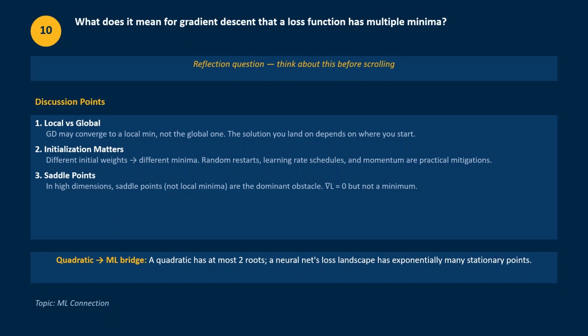you start. The algorithm follows the steepest downhill path from its initial position, so it settles into whichever valley it rolls into first. That local minimum might not be the global minimum, meaning there could be a better solution elsewhere that the optimizer never finds. This is why practitioners use techniques like random restarts, learning rate schedules, and momentum to help escape shallow local minima. In practice, for deep neural networks, many local minima turn out to be nearly as good as the global minimum, which is why gradient descent still works well despite the theoretical challenge.